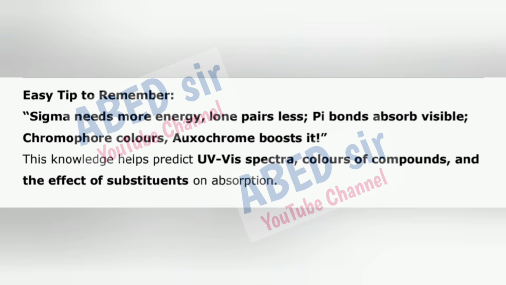Easy tip to remember: sigma needs more energy, lone pairs less, pi bonds absorb visible; chromophore colors, auxochrome boosts it. This knowledge helps predict UV spectra, colors of compounds, and the effect of substituents on absorption.